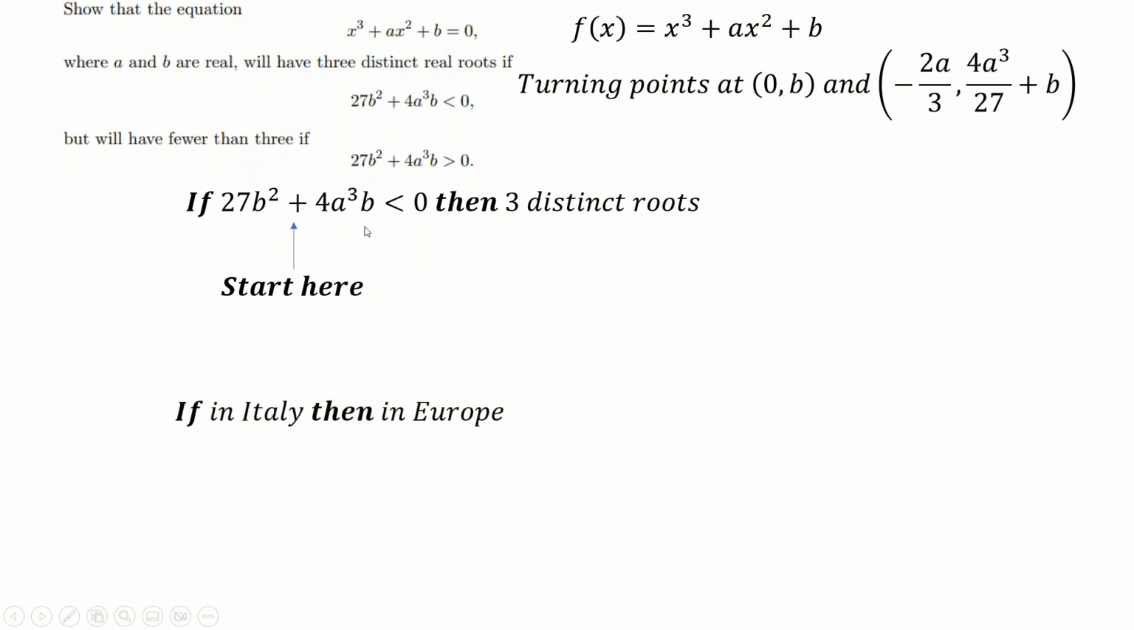For the same reason that if you're trying to show if Italy, then in Europe, that's very different to saying if in Europe, then in Italy. I mean, the second one isn't even true. So it really does make a difference which way round you write these. I've talked about this on the channel lots before. And we have to start here if we're going to show this.